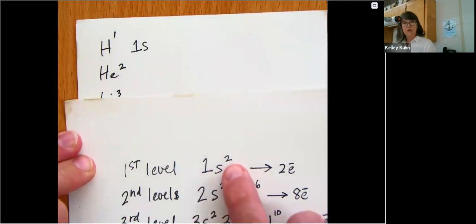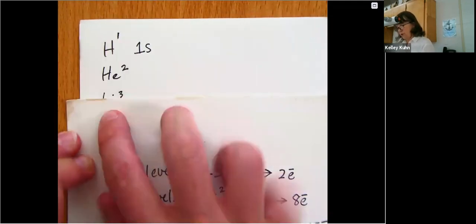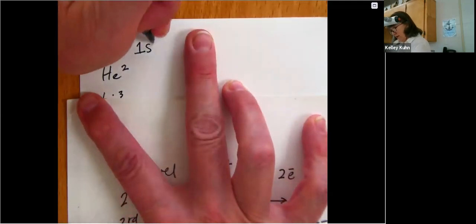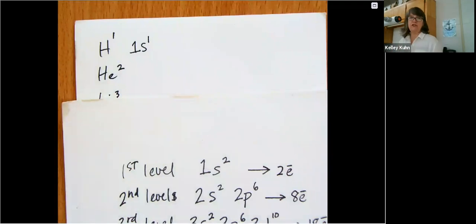But does it have 2 electrons? No, it only has 1. So it's going to put that 1 electron there. So this would be called the electron configuration of hydrogen.